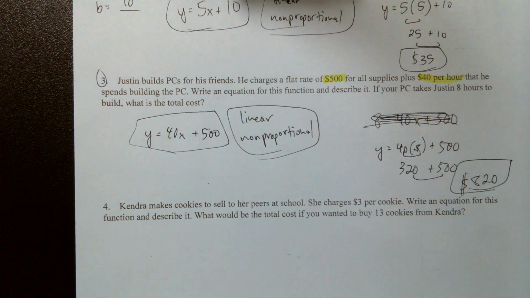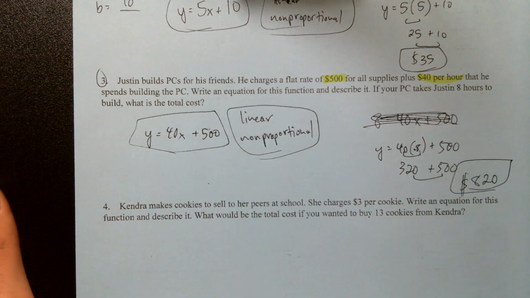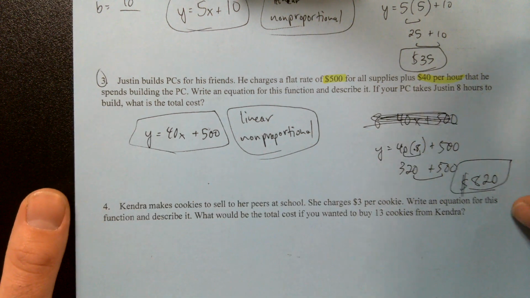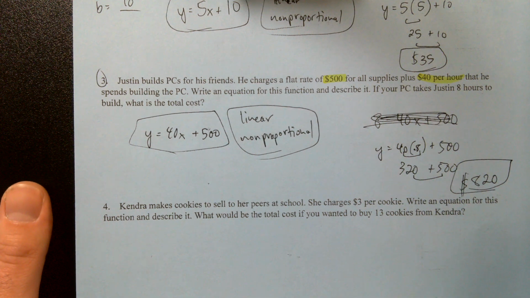$820. Make sure you have dollar signs on your answers as well, right? We need to have our units to get full credit. If it's dollars, we got to have a dollar sign on there. Does that look okay on number 3, Brent? Yeah, cool.